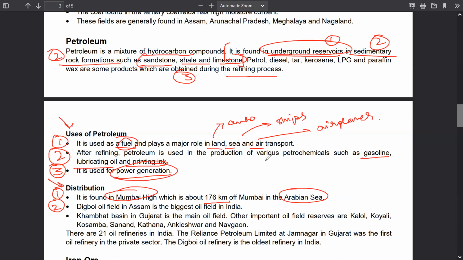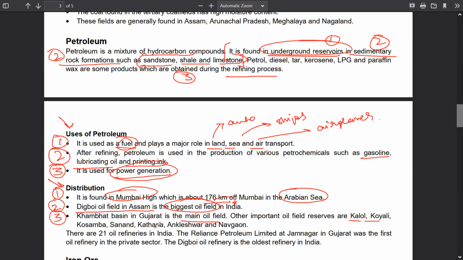Okay, so they may ask which is the largest oil field in India. The largest oil field in India is the Digboy oil field in Assam. And let's move on to the third point. Khambat Basin in Gujarat is the main oil field. Other important oil fields are Kalol, Koyali. These are some oil field reserves you may note down.